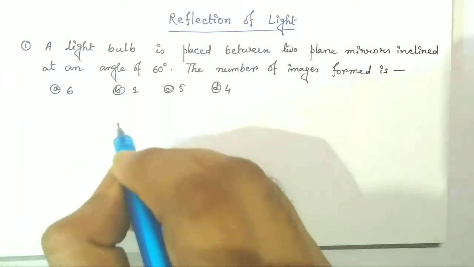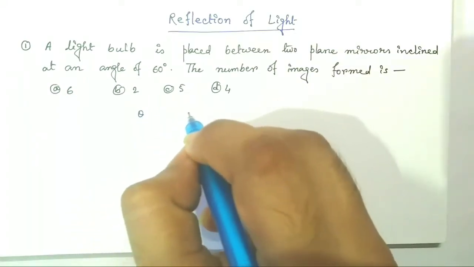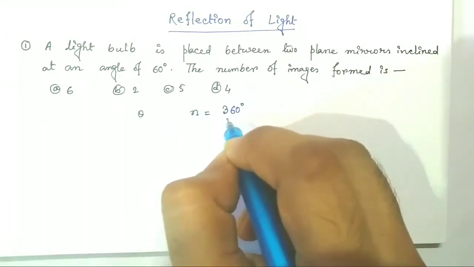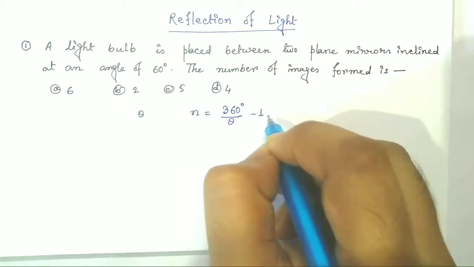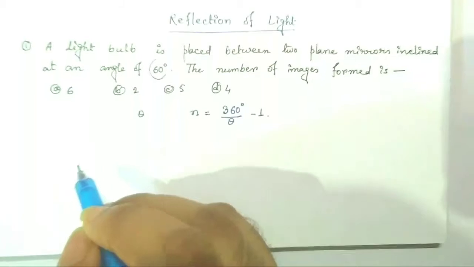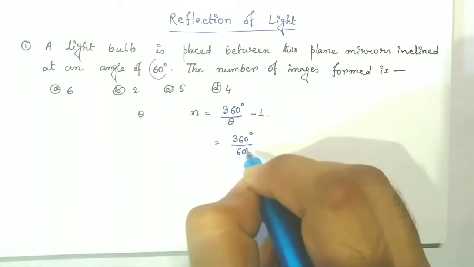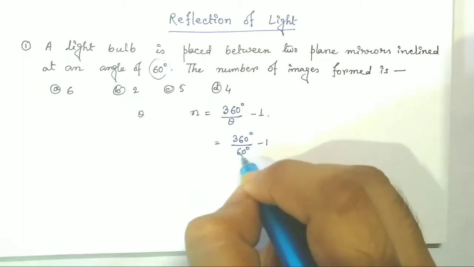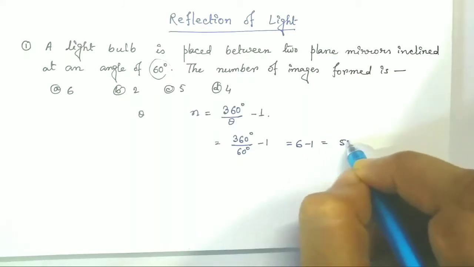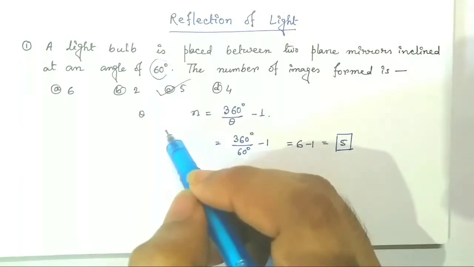We know if theta is the angle between two plane mirrors, then the number of images formed will be n equal to 360 degree divided by theta minus 1. But in this question, the angle theta is actually 60 degree. That is n equal to 360 degree divided by 60 degree minus 1. 360 degree divided by 60 degree equal to 6 minus 1 equal to 5. Very easy question. Option C is the right answer.